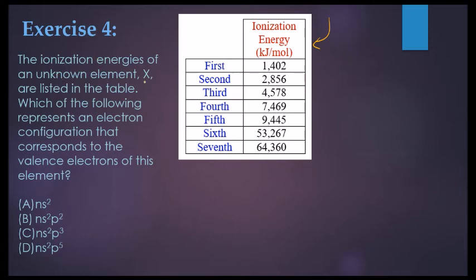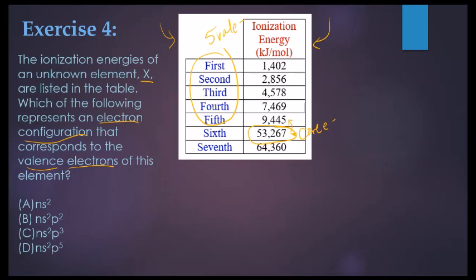Ionization energies of unknown element X are listed in the table. Which of the following represents the electron configuration that corresponds to the valence electrons of this element? So what's the ionization energy chart telling me again? 5 valence electrons. Good, because this one right here is where the core starts. That's a huge jump between the 9,000 and the 53,000. So this is a core electron here. That means this element has 5 valence electrons.